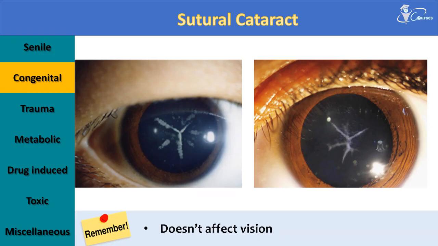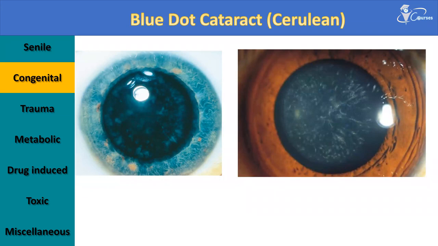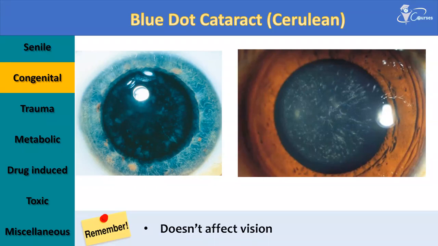Another kind of congenital cataract is the blue dot cataract, or sometimes referred to as cerulean cataract. Blue dot cataract, again, is one of the common types of congenital cataract which does not affect the vision. This is specifically asked in the MCQ exams. Blue dot cataract doesn't affect the vision.